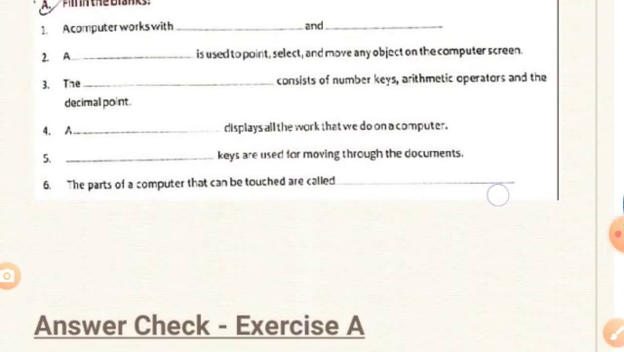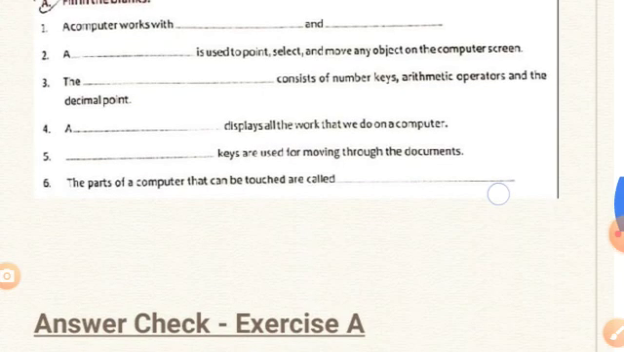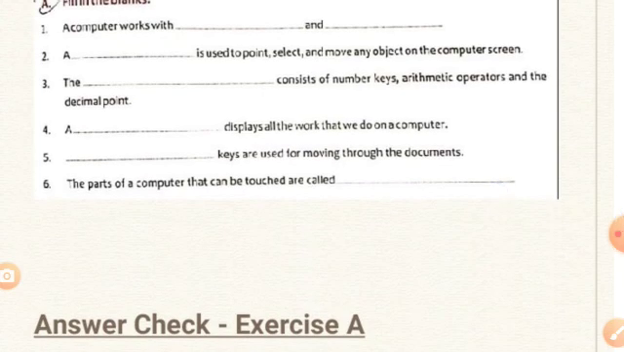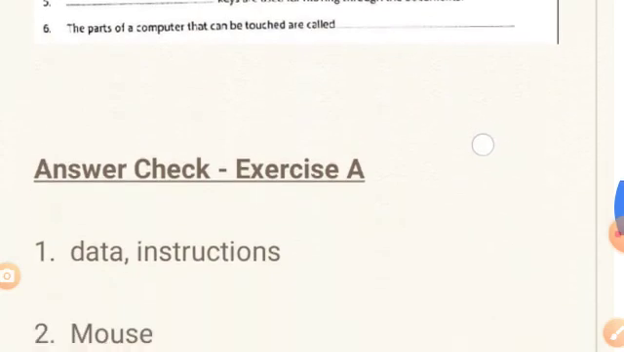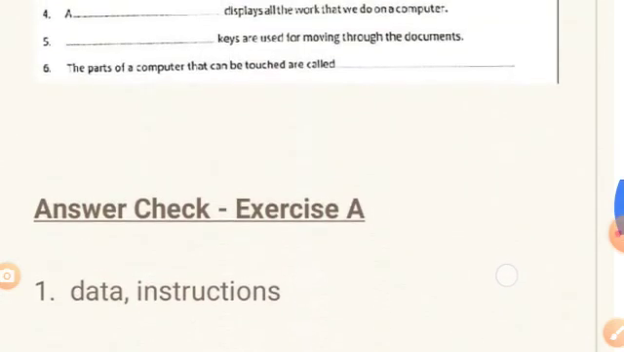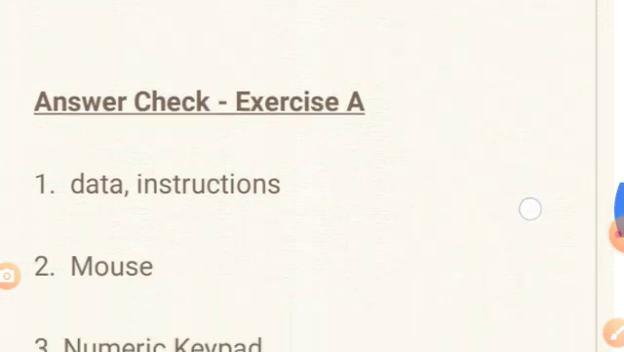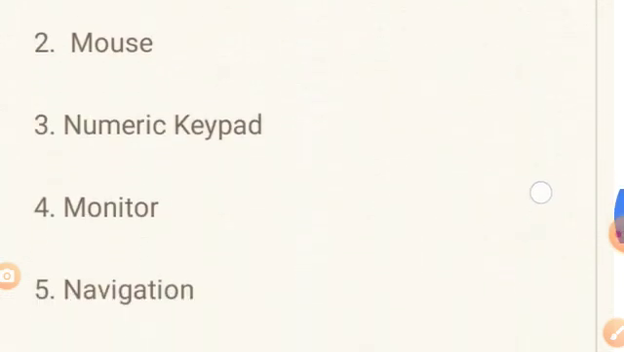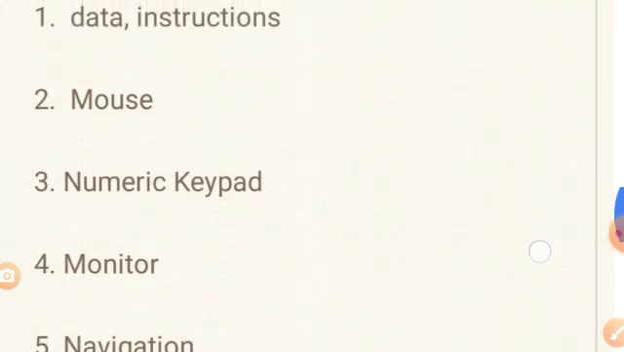A dash displays all the work that we do on a computer. Have you got the answer? Now check your answer. Monitor. Now number 5. Dash keys are used for moving through the documents. Be ready with your answer. Number 5, it is navigation keys.